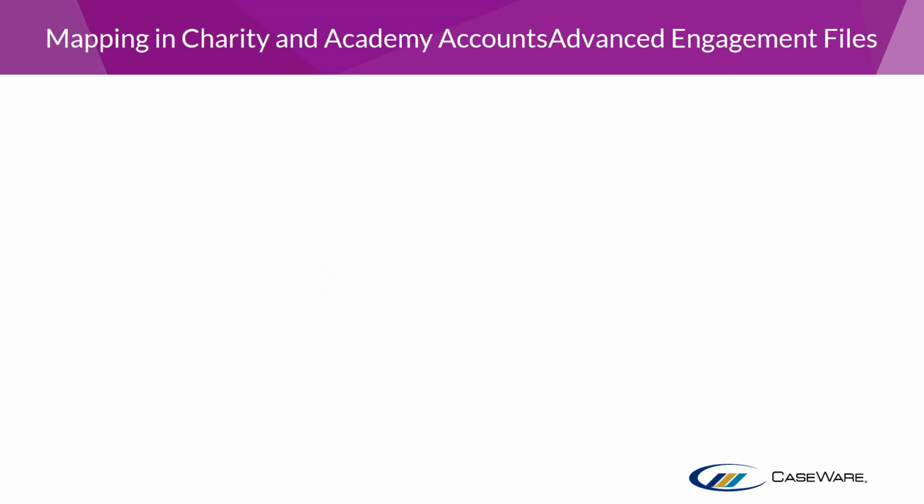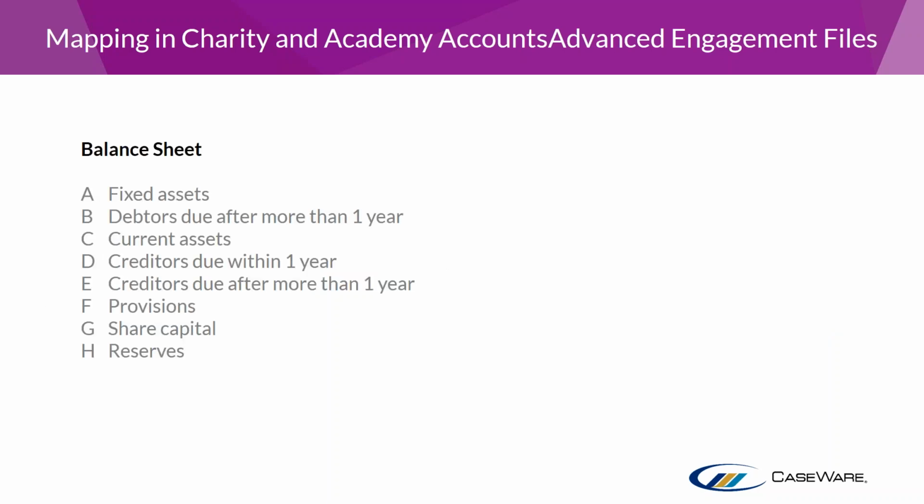the Caseware file. Now, in terms of a charity or an academy file, as we saw, the balance sheet side of things, the top half, looks very much like any other organisation. So in terms of balance sheet mapping, if you have assets and liabilities, you'd be using map numbers starting with letters A all the way down to H to represent the actual assets and liabilities of a balance sheet.